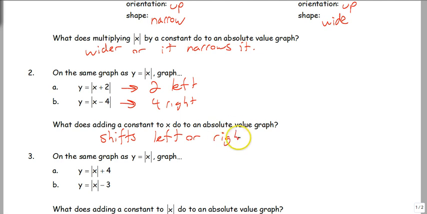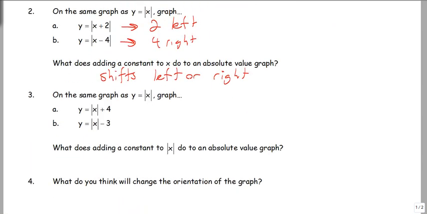This is very important to know. When it's inside the absolute value, it's usually the opposite direction of what you'd think. Plus 2 is actually 2 to the left here. Minus 4 is 4 to the right.